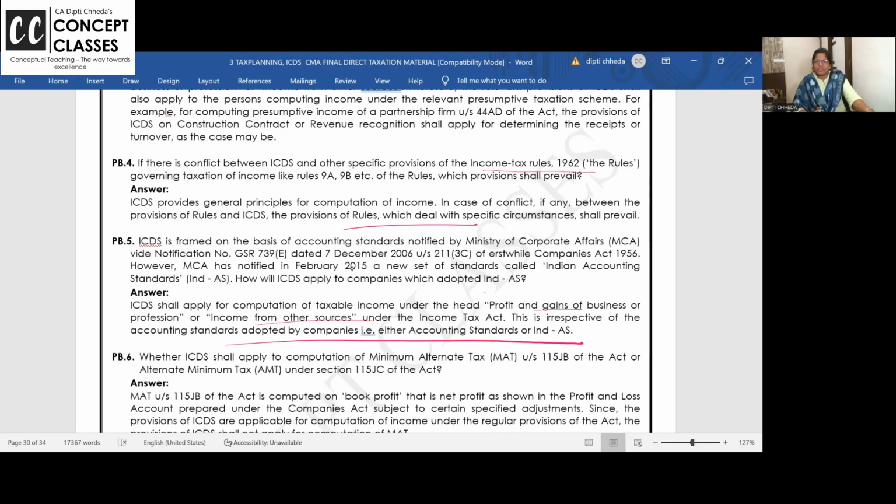Am I going fast or am I reading correct? Can you tell me? Is it understandable? And then read the language once, just because I have already given.